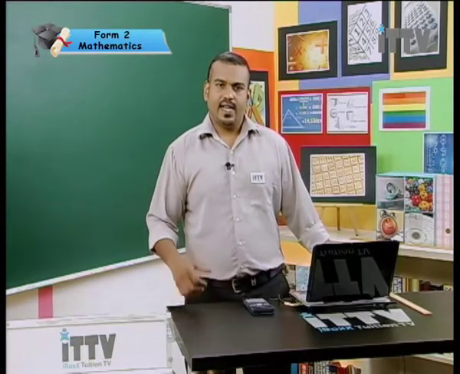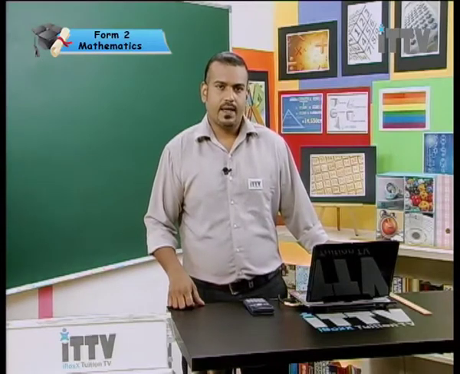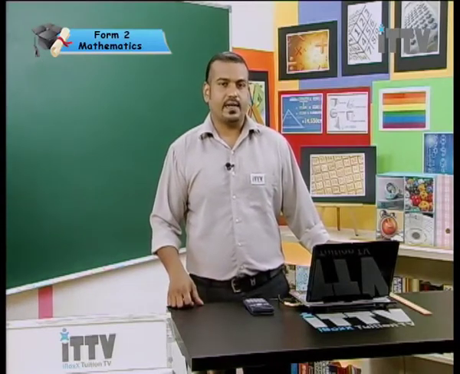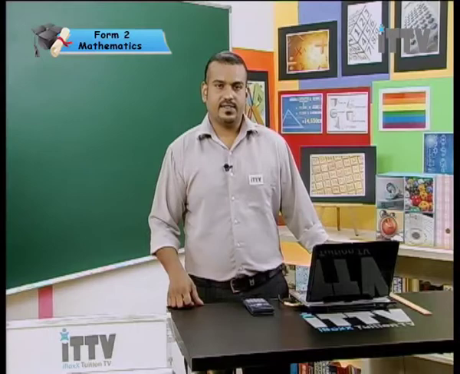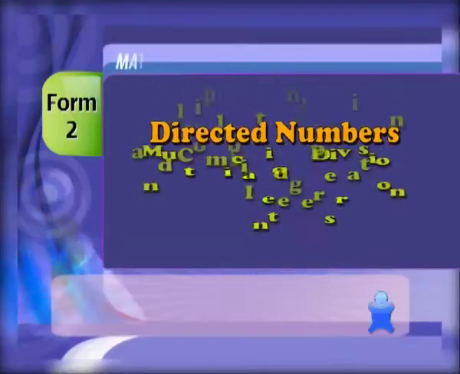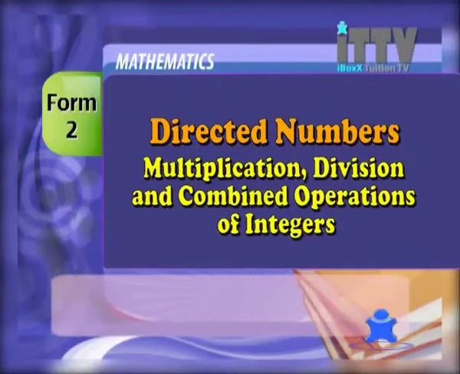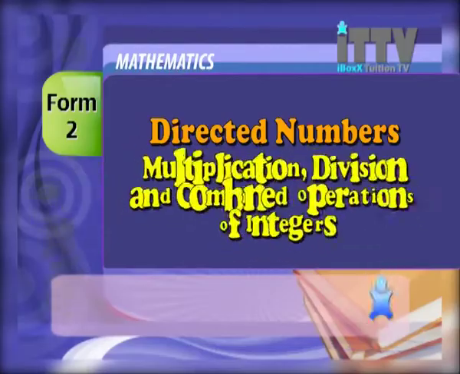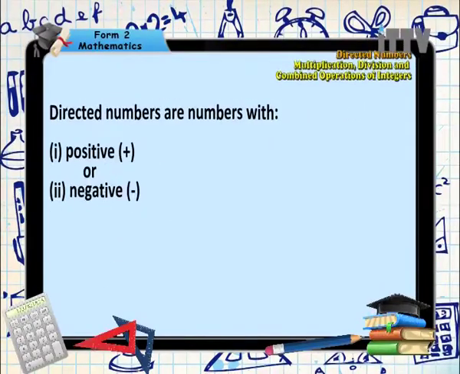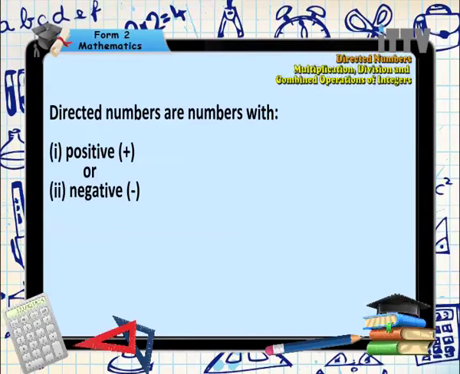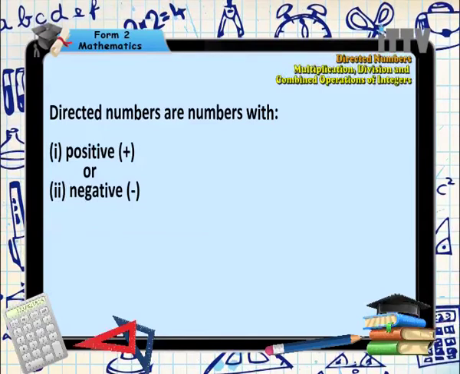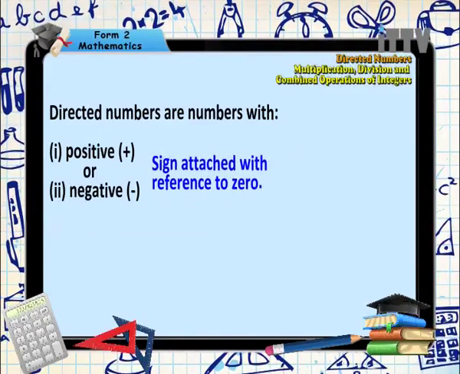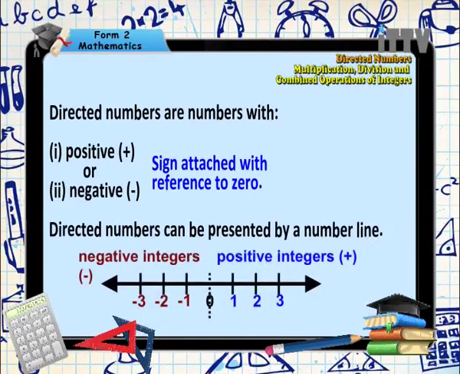Now students, let's start off with Chapter 1. In Chapter 1, we're going to see directed numbers. What are directed numbers? Let's take a look. Directed numbers are numbers with positive or negative signs attached with reference to 0. Directed numbers can be represented by a number line.